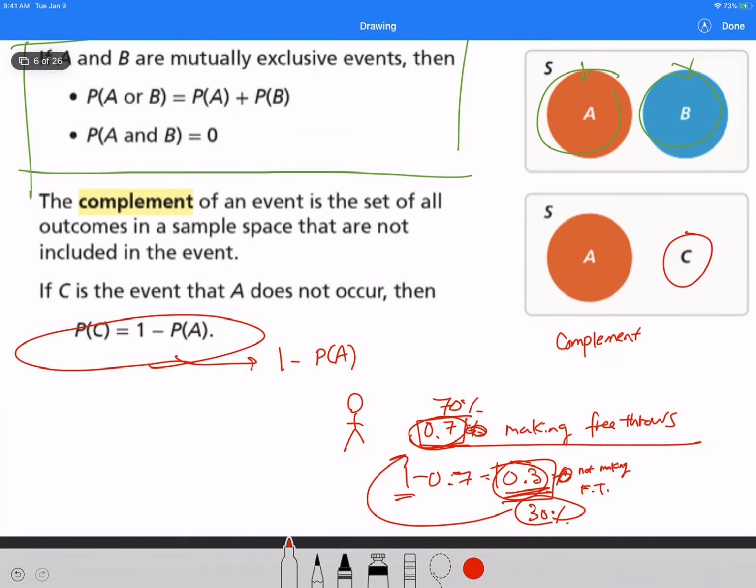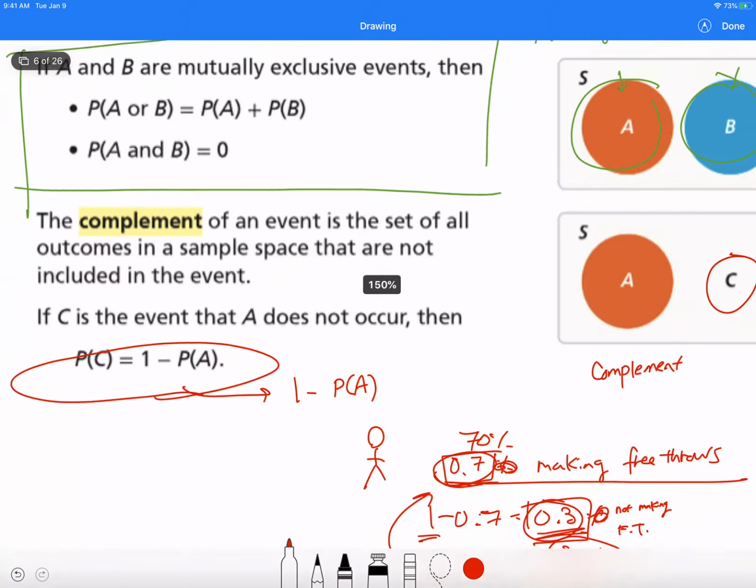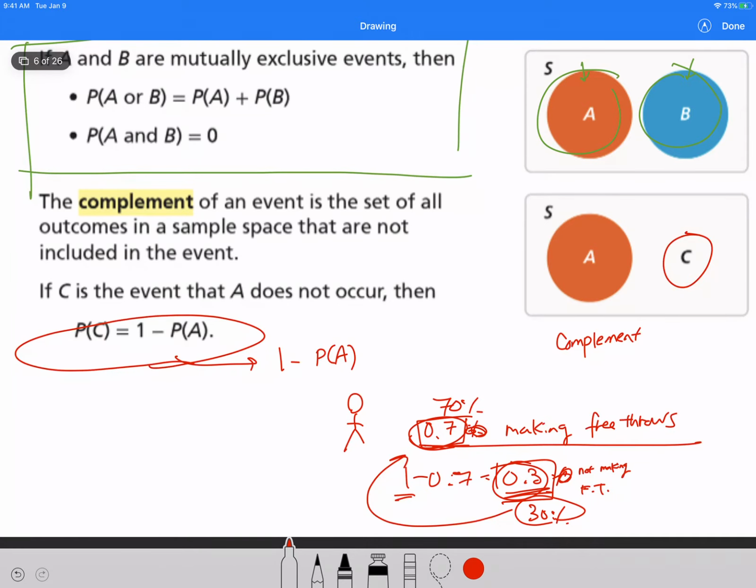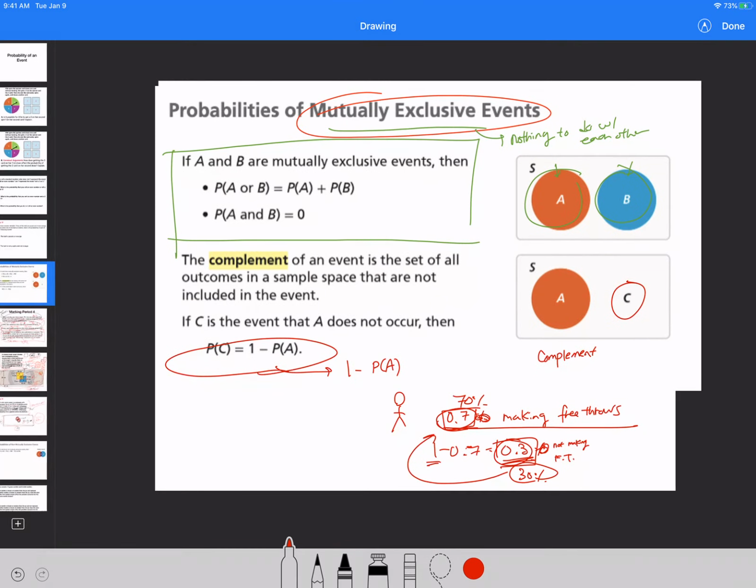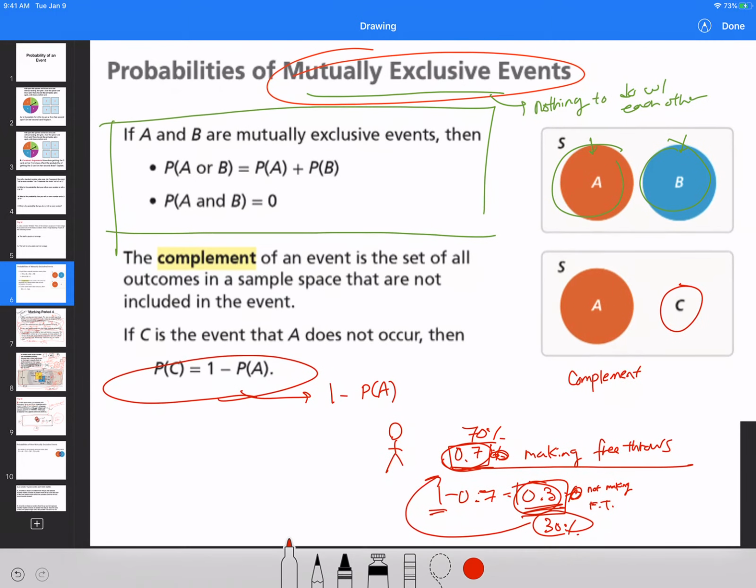Now, mutually exclusive events, the formula up at the top. If events A and B are mutually exclusive events, then the probability of A or B happening would be the probability of A plus the probability of B. The probability of A and B happening at the same time would be just 0, because there is no place in which both of them are happening at the same time. So that is simply not going to happen whatsoever.